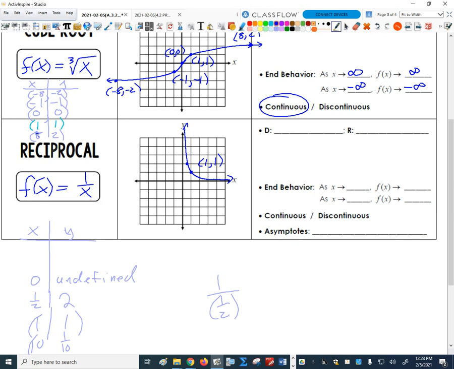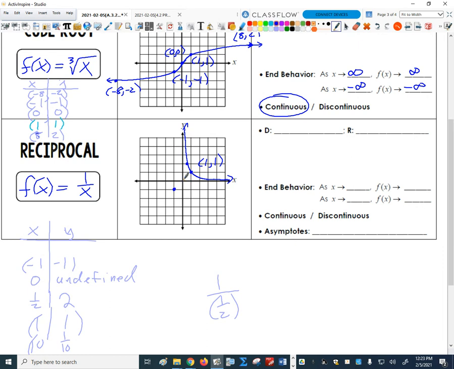Okay, what about on the other side? It's going to be the same kind of thing, isn't it? If I plug in -1, I get an output of -1, right? So it's going to go through this point. If I put in a value like -1/10, well, 1 over -1/10 is -10.